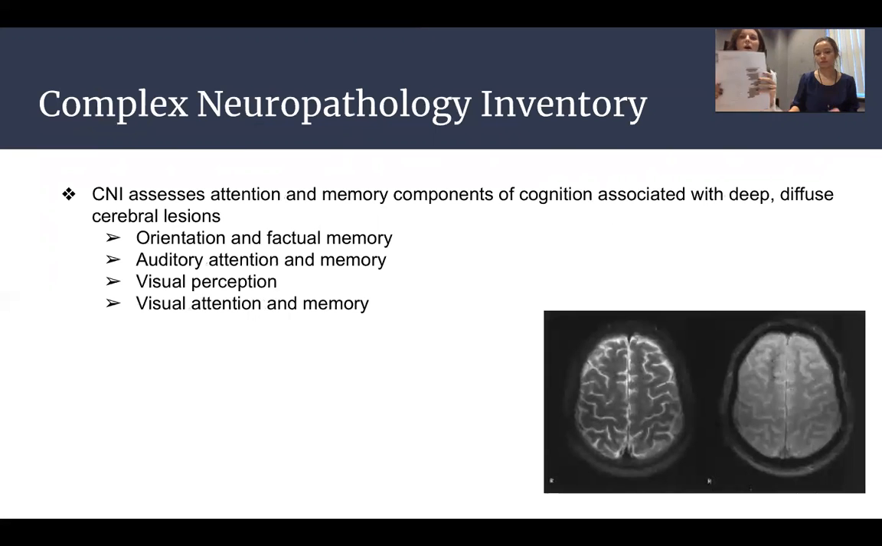And lastly, the complex neuropathology inventory assesses attention and memory components of cognition associated with deep cerebral lesions. So the areas that it looks at are orientation and factual memory, auditory attention and factual memory, visual attention and memory, as well as visual perception.